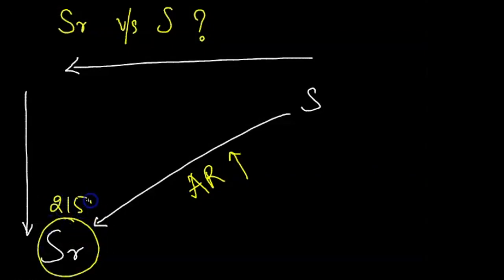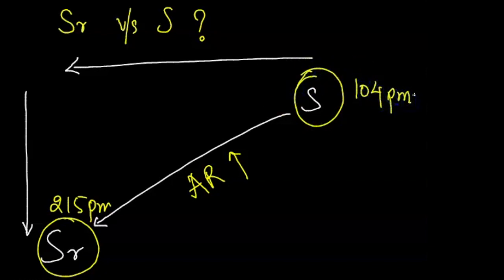The atomic radius of strontium is 215 picometers and for sulfur is 104 picometers. So the atomic radius of strontium is twice that of sulfur. So strontium is definitely bigger than sulfur. Now let's look at an example with multiple elements. Arrange the following elements in the increasing order of their atomic radii. The atoms in question are oxygen, carbon, fluorine, bromine, and chlorine.